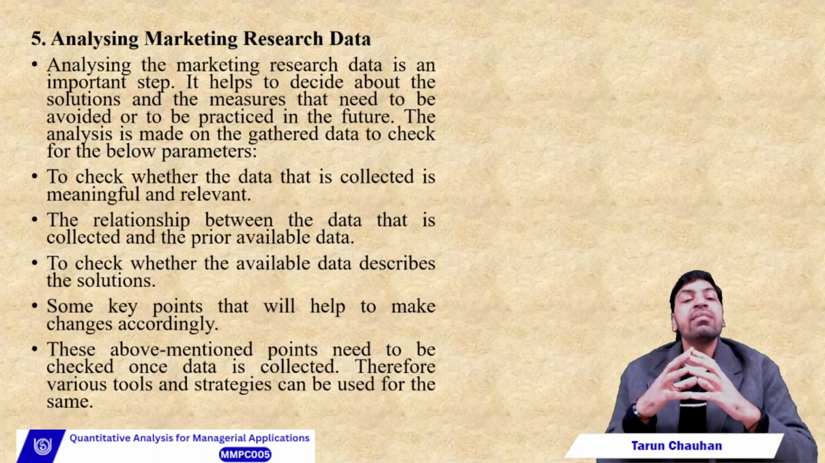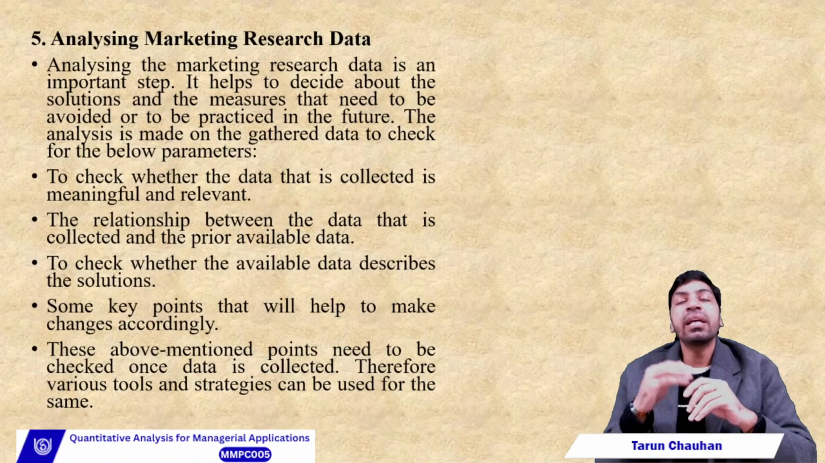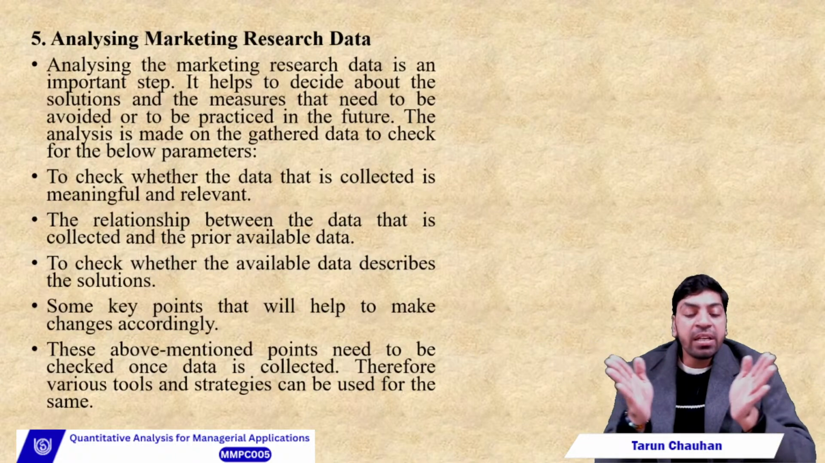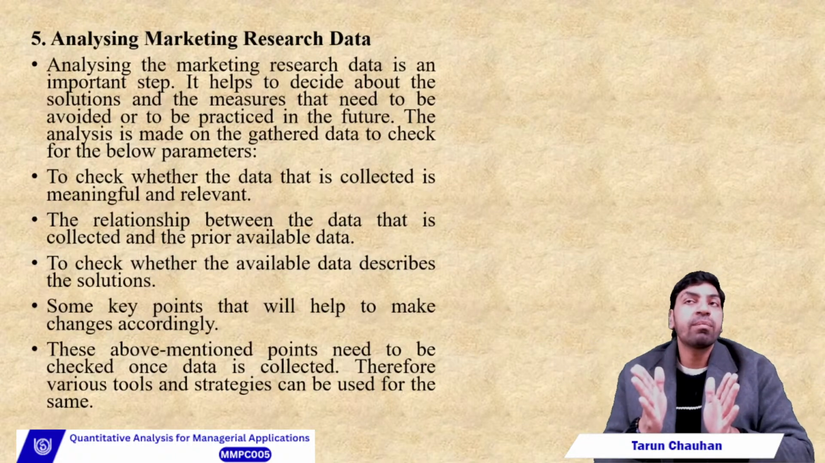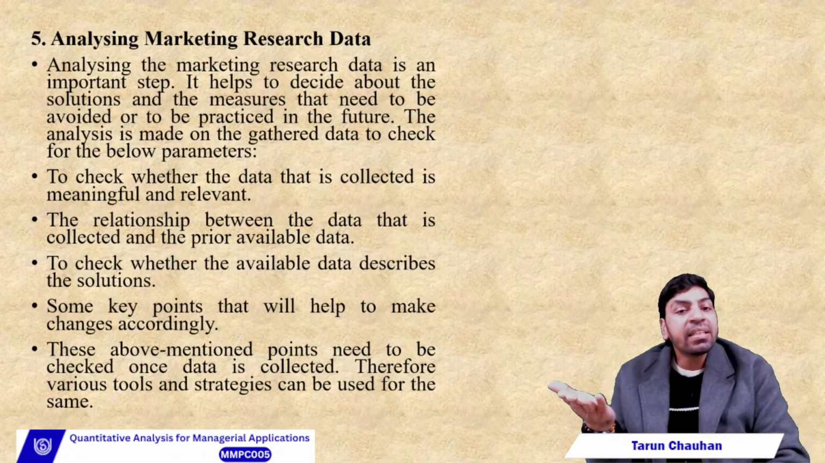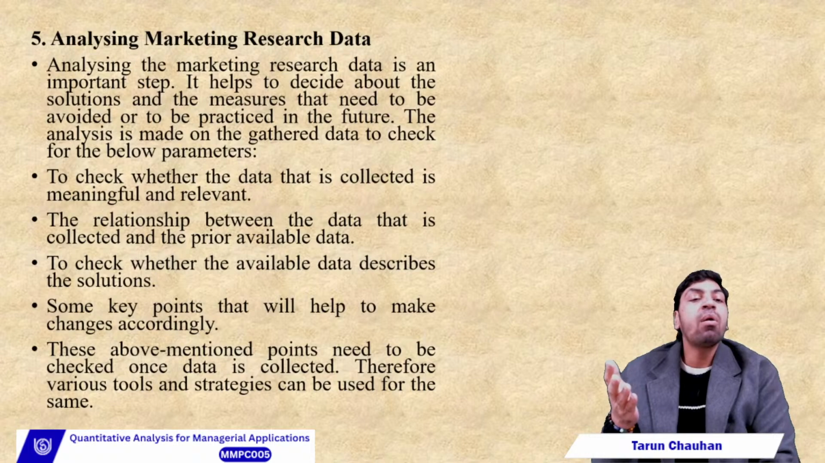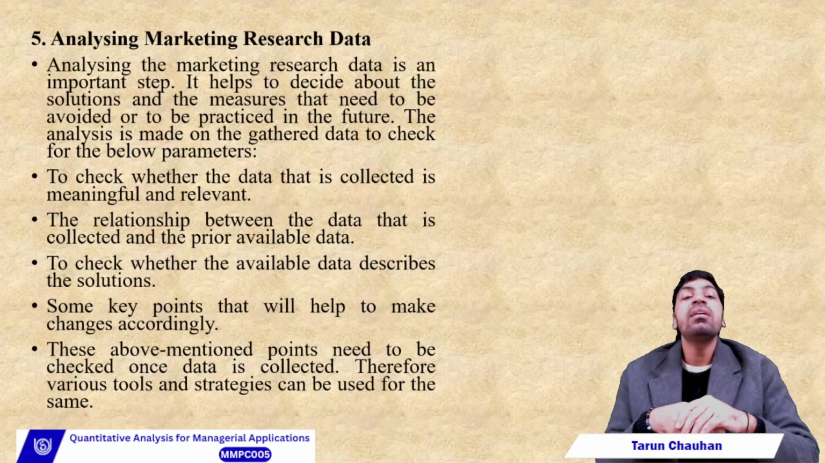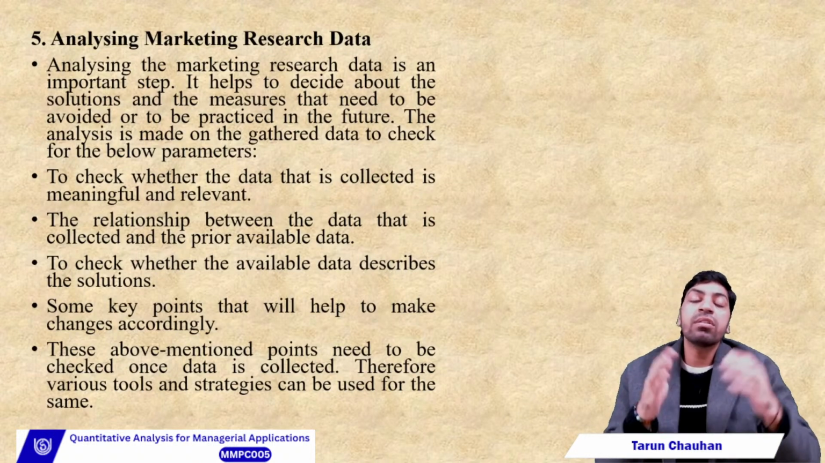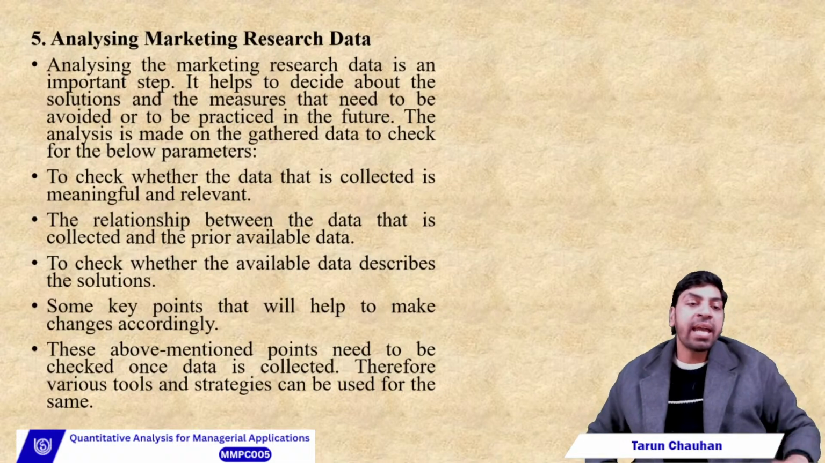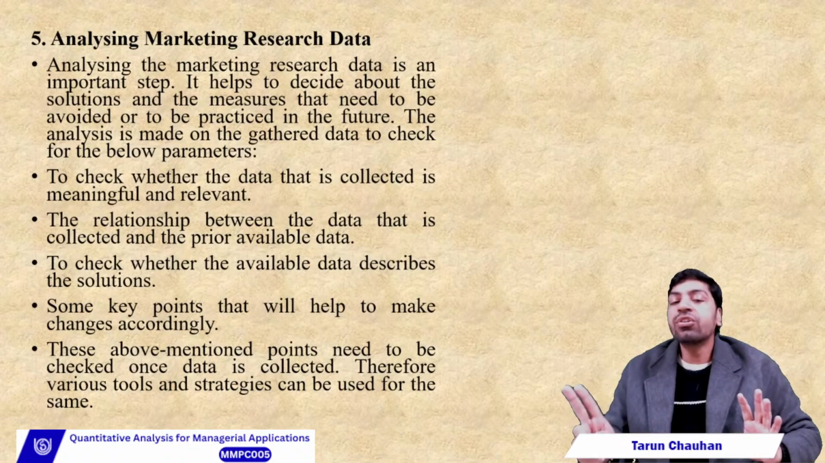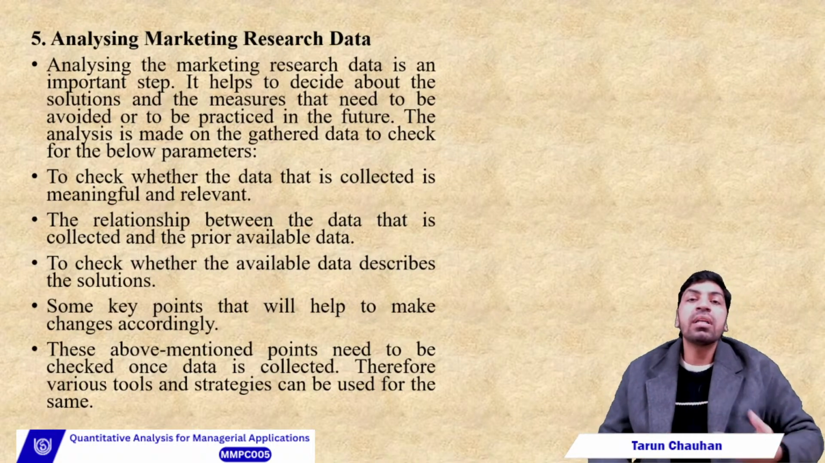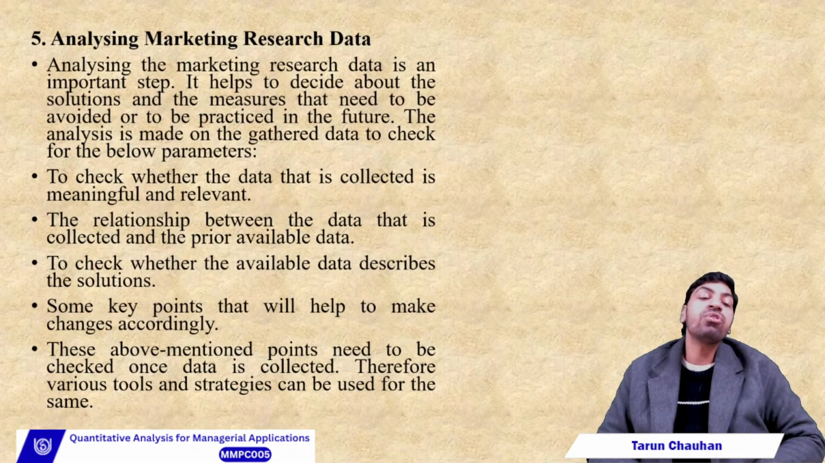Second, is there any relationship between the collected data and the data which are available in the portal? So you need to find out the second parameter, the relationship between the data that you have collected and the data which is available online. And the third one is to check whether the available data describes the solution. So if the researcher could use the data available online, will it describe the solutions or not? So this is also one of the parameters the researcher has to check.